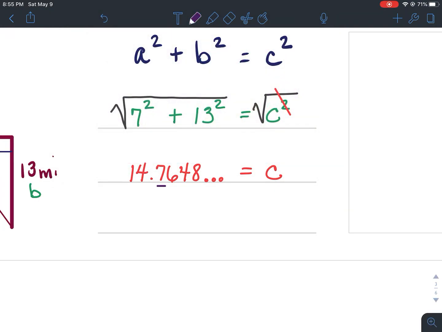Would the 6 make the 7 stay a 7 or go up to 8? 0 to 4 stays the same. 5 to 9 goes up 1, so it would go up to 8. So it would be 14.8 is approximately, don't forget to use the approximate symbol, not equal, is approximately C.